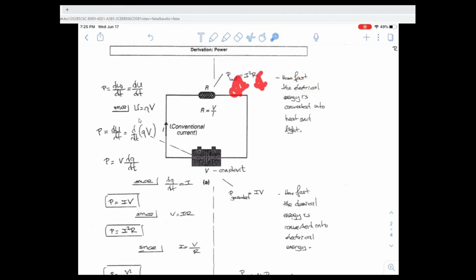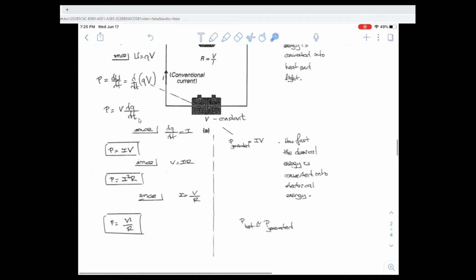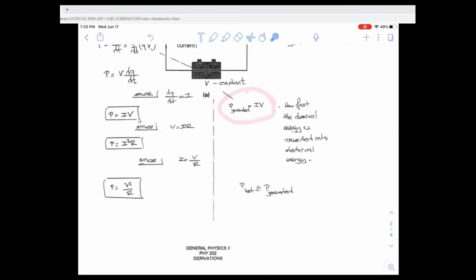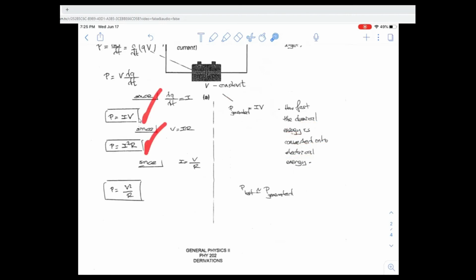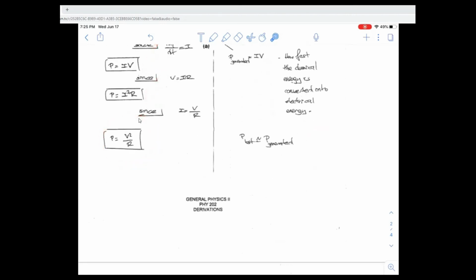The larger the resistance is, the more power is going to be lost. Translated to English, the larger the resistance is, the more light you will get out of it, if that's your purpose. And power is going to be generated inside the battery, so how fast the chemical energy gets converted into electrical energy.